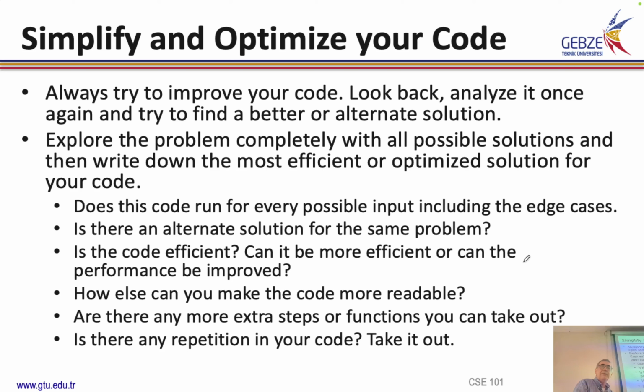Explore the problem completely with all possible solutions and write down the most efficient or optimized solution for your code. Sometimes the first algorithm is not the most efficient one, so you may want to change it later. Maybe you used bubble sort because it was easy to write, but it is inefficient. You will see that. It is so inefficient, so you can use quick sort instead and optimize your code.